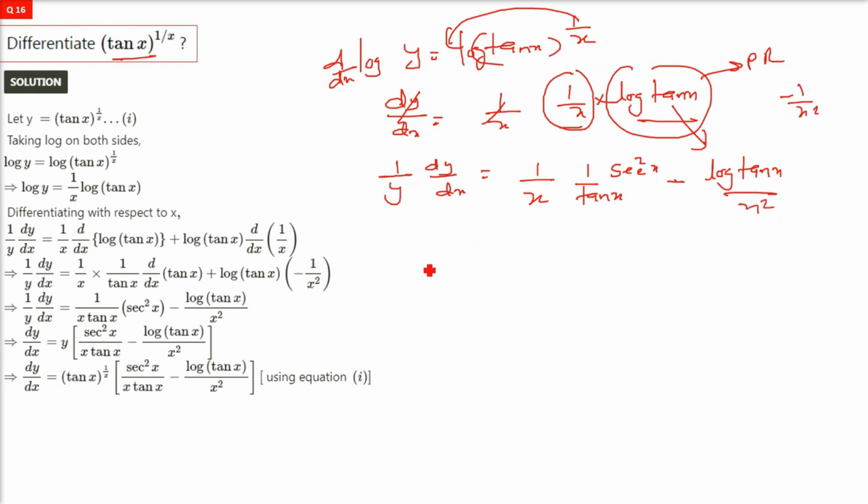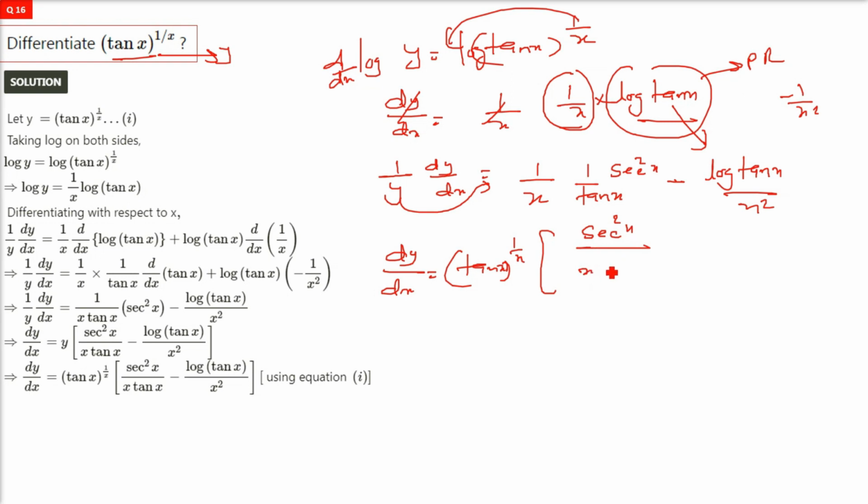So this y you have to take on the right hand side. So dy by dx will be equal to y here, which is (10x)^(1/x). So this is y only. So (10x)^(1/x), and then we have sec square x in the numerator and 10x in the denominator, minus log 10x divided by x square. This is your answer.